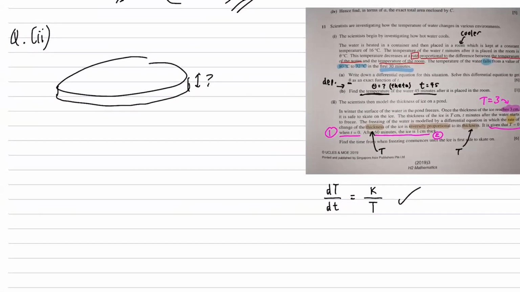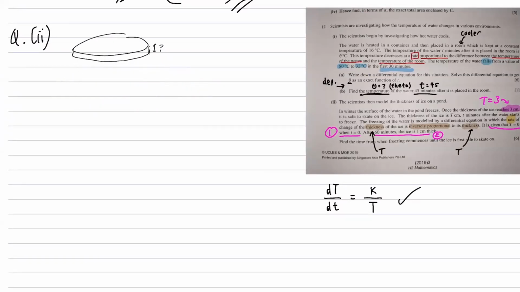3 marks. I hope you can get this 3 marks, because it looks too simple to be true. No, it's quite a simple one. Really. Yeah, so that's all. k over T.